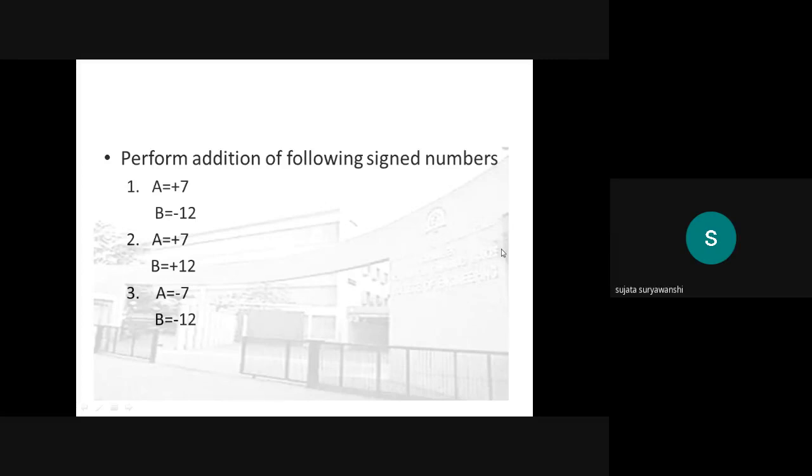And the remaining examples you can consider as homework. Just complete the first example.